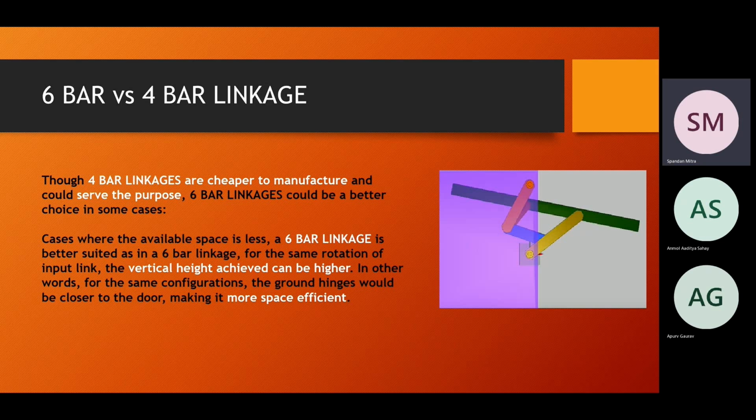In the next part, we will be discussing why we used a 4-bar linkage instead of a 6-bar linkage. The 4-bar linkages are cheaper to manufacture and they serve the purpose. Even though 6-bar linkages could be better in some cases, these are cases where the space available is less. A 6-bar linkage is better suited there, as for the same rotation of the input link, the vertical height achieved can be higher. In other words, for the same configuration, the ground hinges would be closer to the door, making it more space efficient.